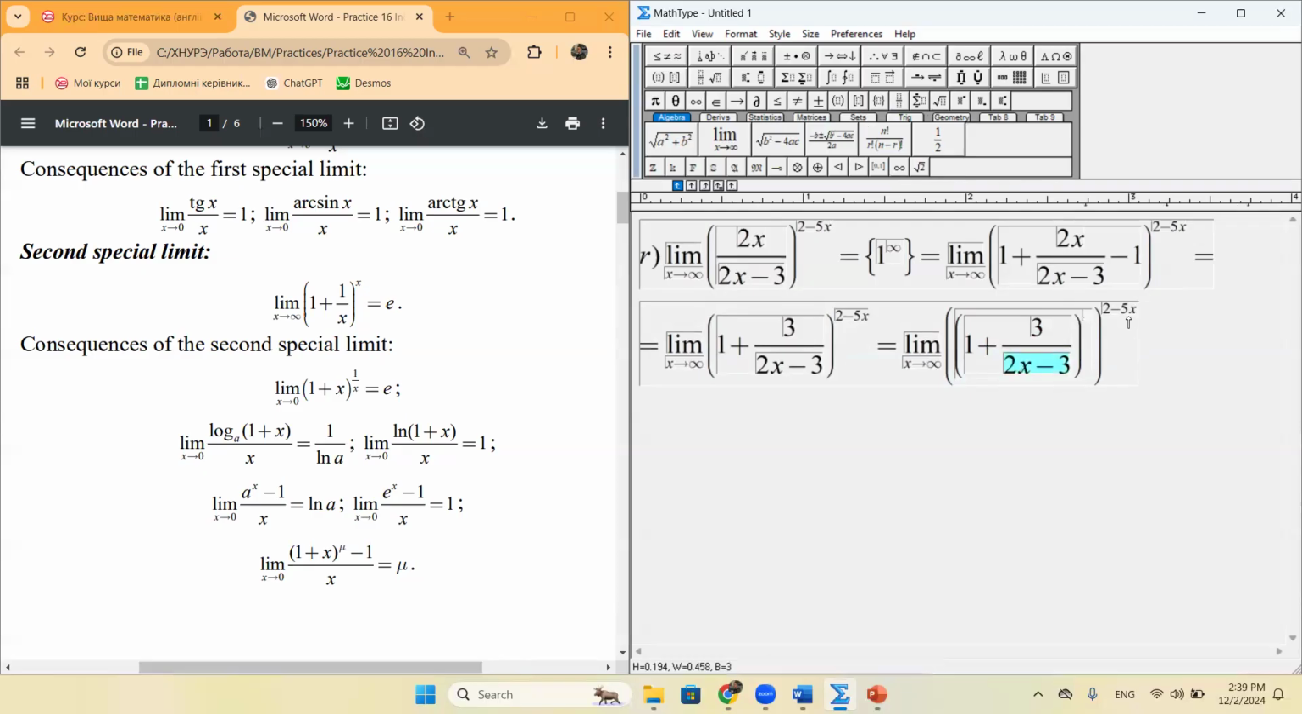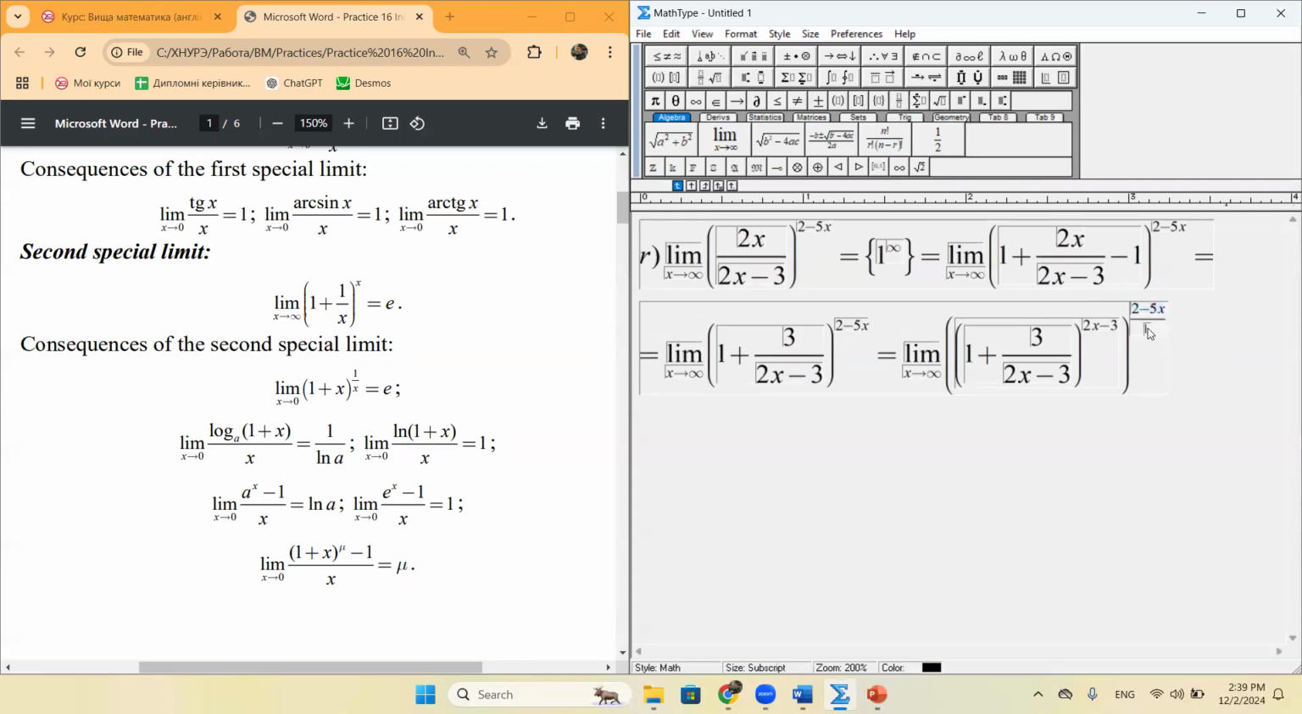So this will be the next. I multiply the exponent by 2x minus 3, and also I divide it by 2x minus 3. So nothing changed, just such a kind of transformation. And here I can use the second special limit. So this limit will be equal to e, the Euler number. So it looks like this.